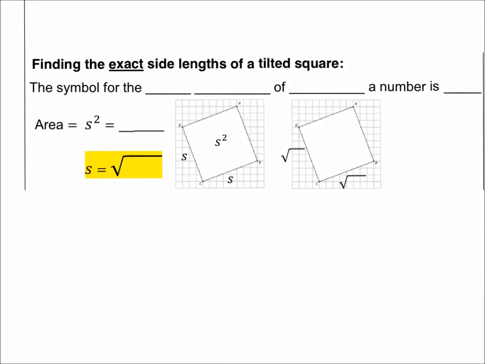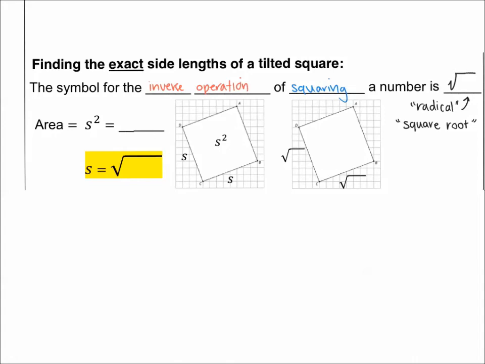What if we want to find the exact side lengths of a tilted square? Mathematicians have even invented a symbol that shows exactly the side length of a square. This symbol for the inverse operation of squaring a number is called a radical or a square root. And it looks pretty much like a division symbol with a little tail in the front of it.